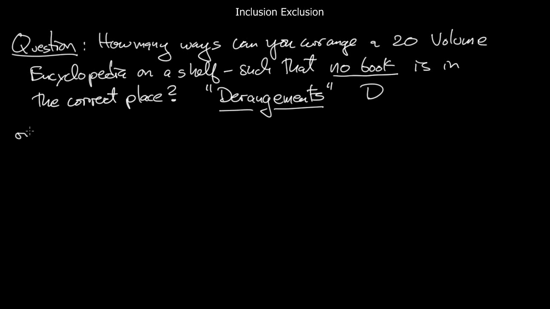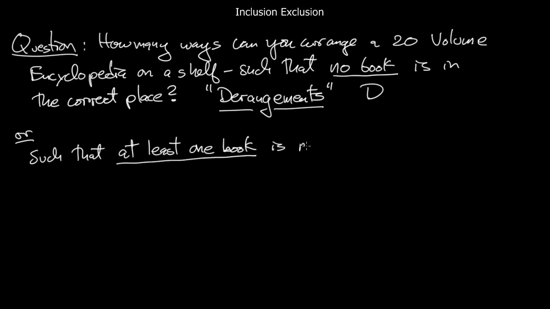So these numbers are written d, or d sub n. If you flip the question around, you can ask the following: what are the arrangements of the books such that at least one book is in the correct place? So one book could be correct, or two books could be correct, or they could all be correct. And if you think about it for a second, call that number n.